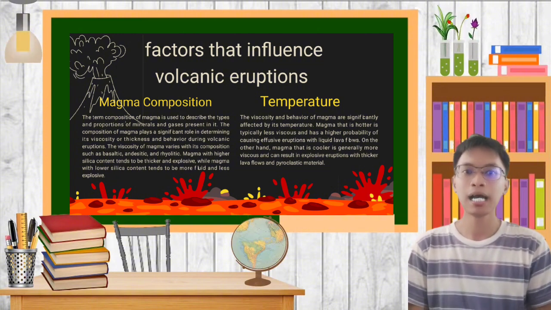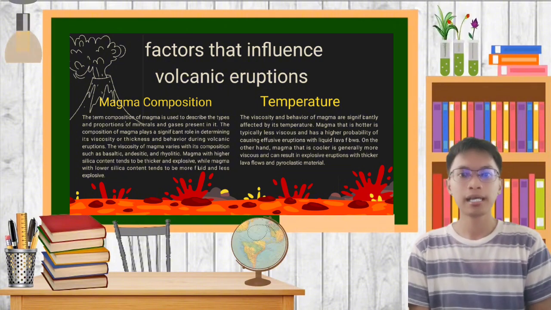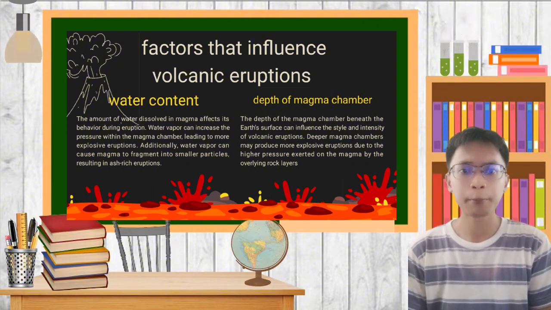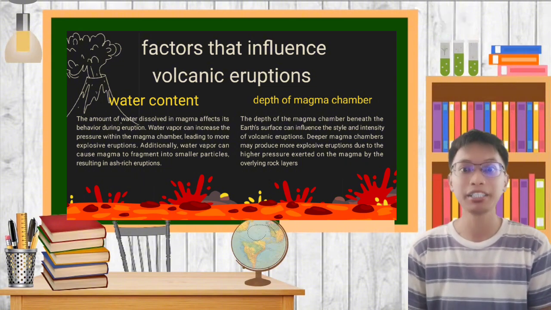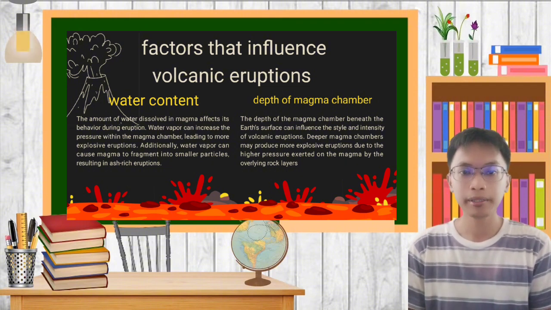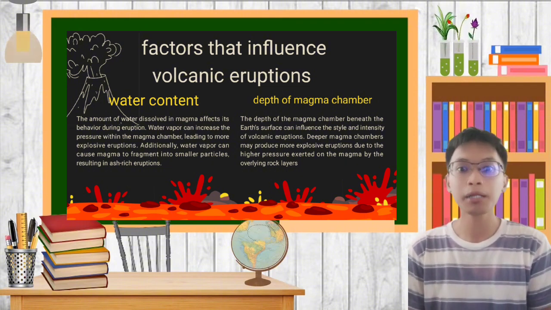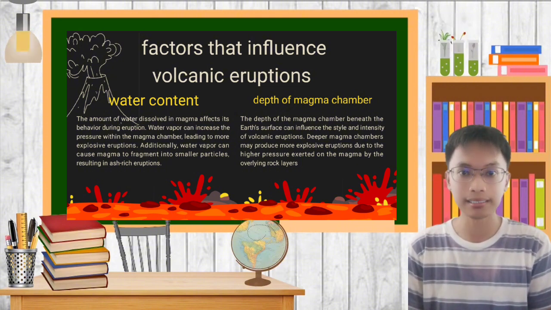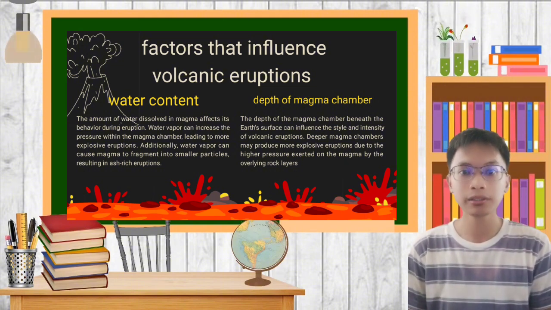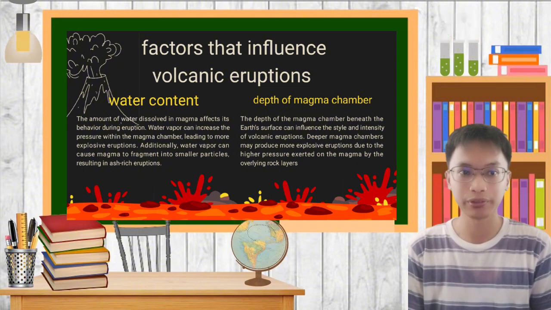So now we have the first two. Now let's proceed to the third factor, which is the water content. The water trapped in the magma can be a game changer. When the water comes into contact with hot magma, it rapidly boils and expands, adding significantly to the pressure and causing a more violent eruption.